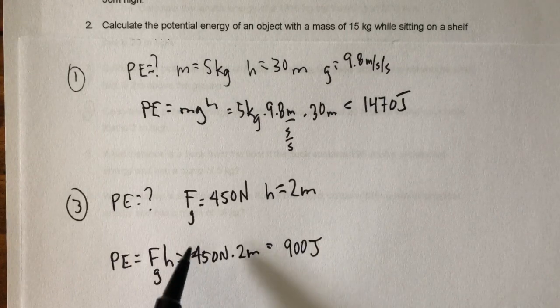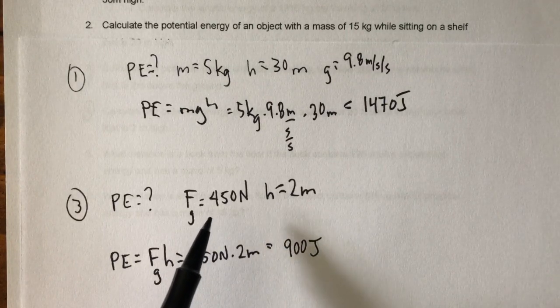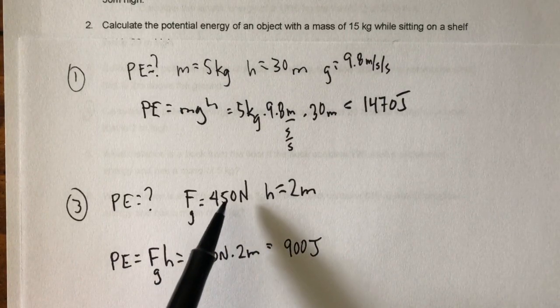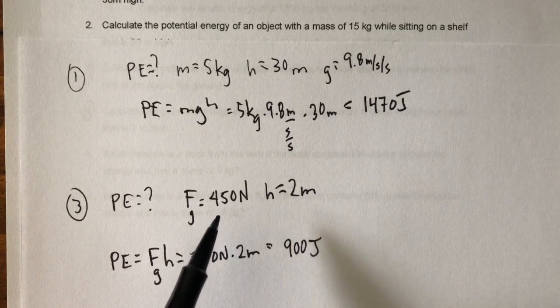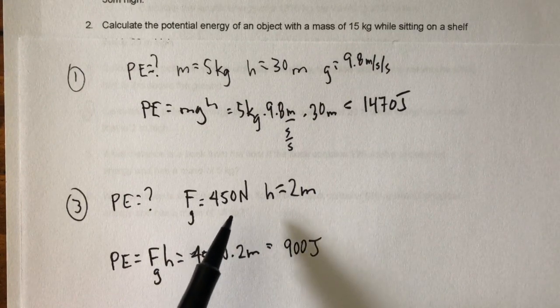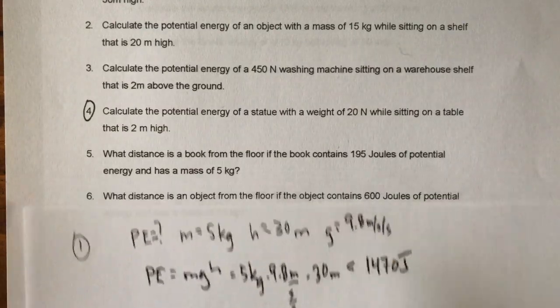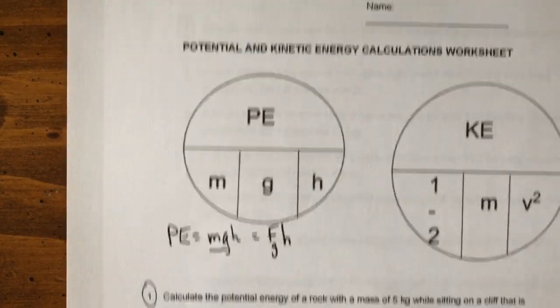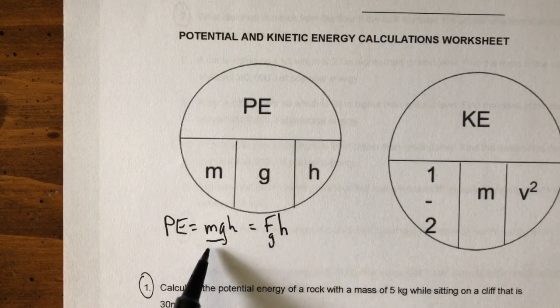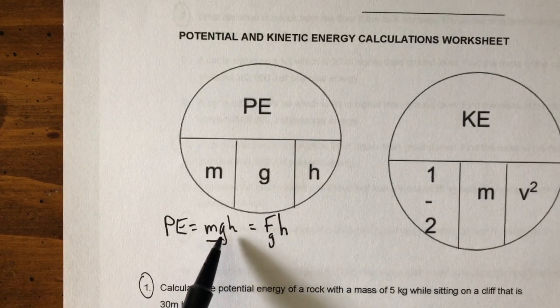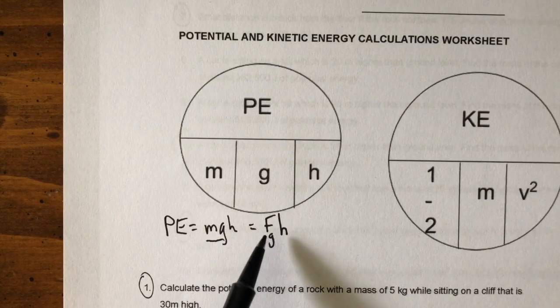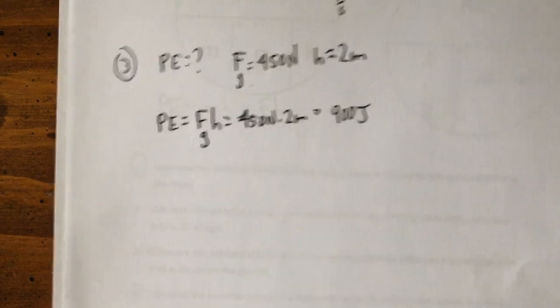One thing I would point out on problems like this, the most common mistake that people make is they see that 450 newtons and then they multiply that by 9.8. But remember, F sub g, the weight here, has already been multiplied, m times g, mass times gravity, to get that in the first place. So we don't multiply our weight times 9.8.